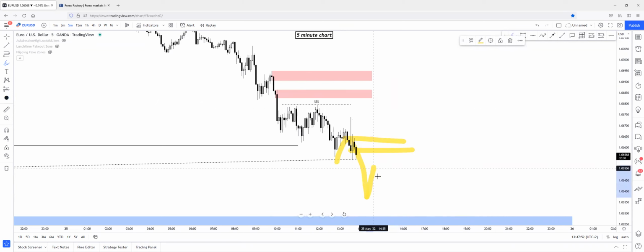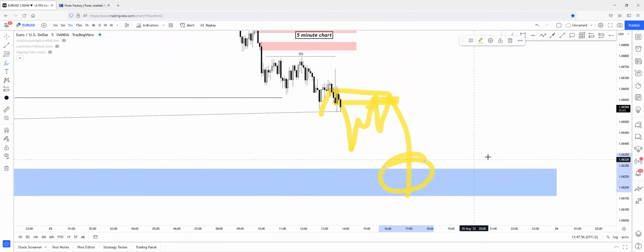There's a 15-minute supply zone. I will wait for a confirmation. I will enter in short trade. I will target this demand zone. This demand has been tapped. Wait for a confirmation or wait for a break.